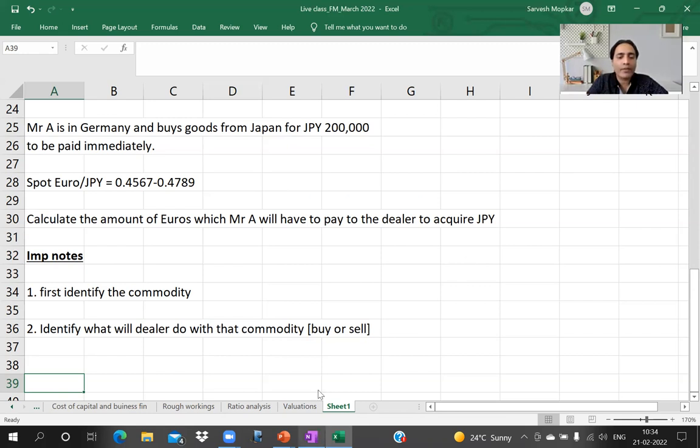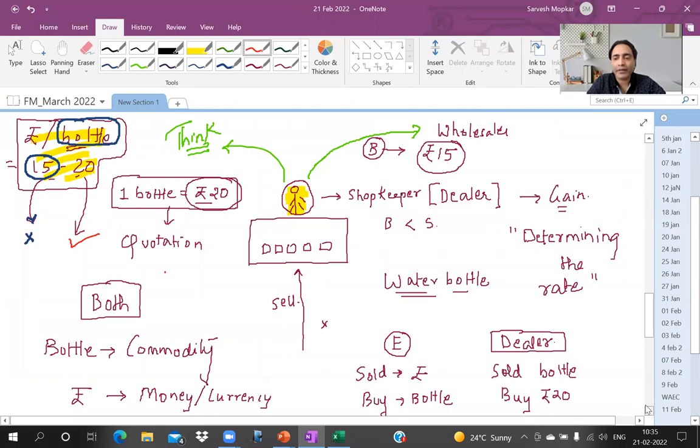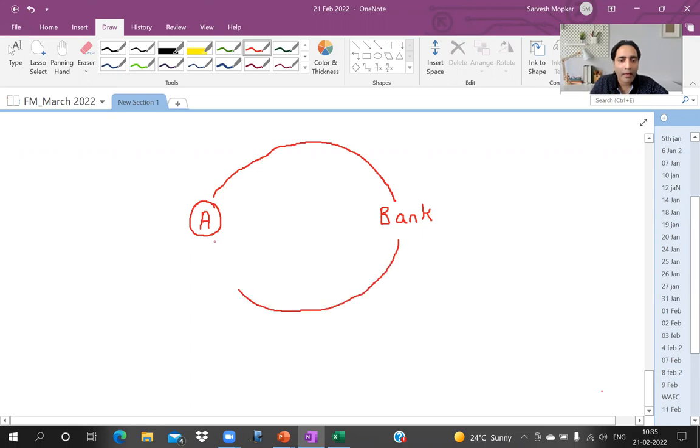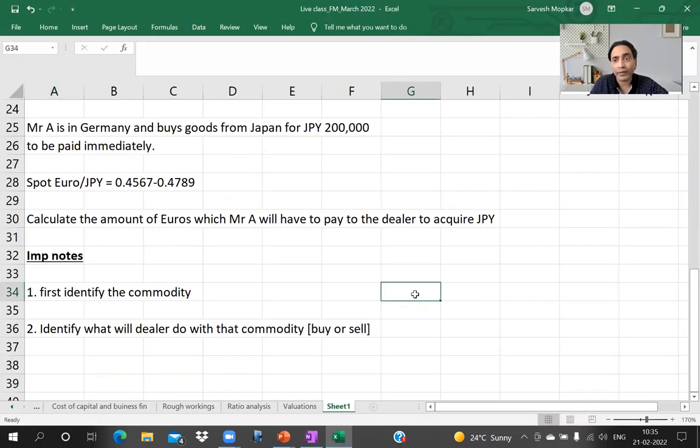So one more thing you can do in your scratch pad, even during your exams or while you are learning the concept, is draw a small diagram like this. Like in this case, who are the two parties? A and the bank, the dealer. A sells. Now, first thing you have to identify the commodity. That is non-negotiable. So JPY is the commodity.